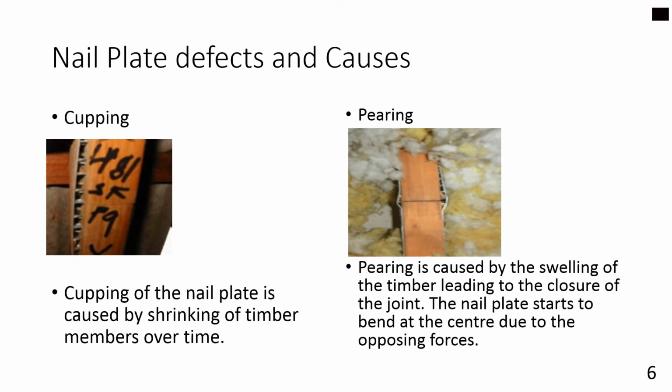Cupping. Cupping in the nail plate is again one of the many problems that can arise from the shrinking of the timber. Pairing. Pairing is caused by the swelling of the timber leading to the closure of the joint. The nail plate starts to bend at its centre due to the opposing forces.